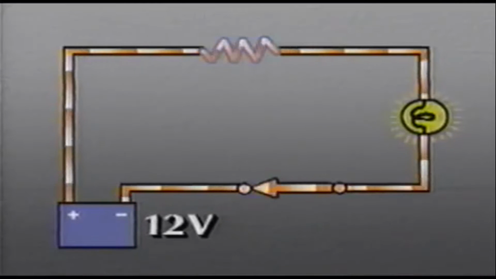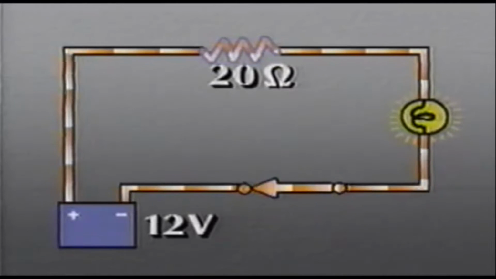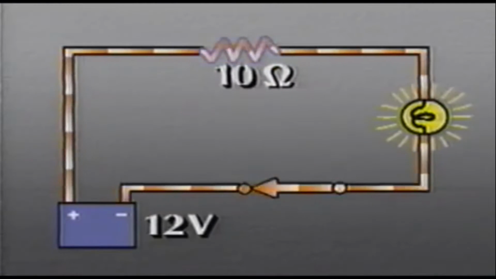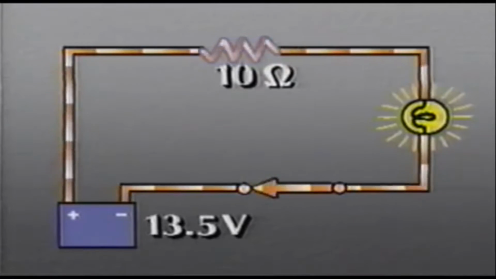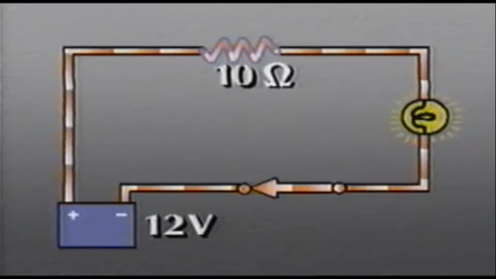Voltage, current, and resistance affect each other in a circuit. When voltage is constant, added resistance reduces current. And a drop in resistance will allow more current to flow. When resistance is constant, increasing the voltage will cause an increase in current. And lowering the voltage will reduce current.